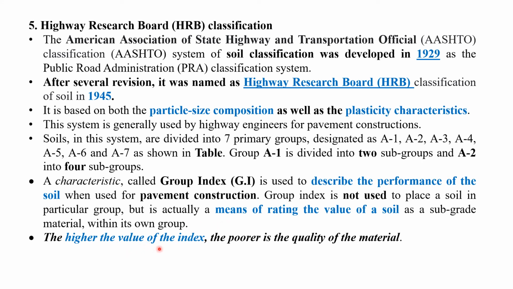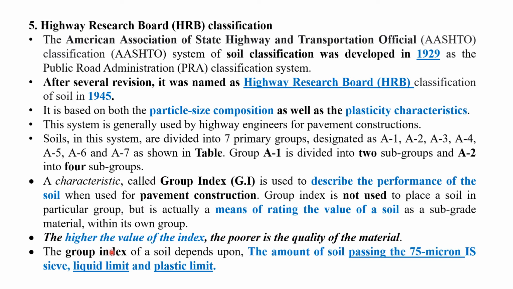Higher the value of index, जितना GI की वैल्यू ज्यादा होगी उतना ही सॉइल वीक होगा, सबग्रेड मटेरियल पुअर होगा. जितना ही इसकी वैल्यू कम होगी, 0 हो जाए तो एक्सलेंट हम कहते हैं उसको, सॉइल की परफॉर्मेंस एक्सलेंट है. The group index of the soil, as I told you here, depends upon the amount of soil passing the 75 micron IS sieve, liquid limit and plastic limit. ये 3 चीज की अगर लेबोरेटरी में हम लोग टेस्ट कर लें तो हाईवे रिसर्च बोर्ड क्लासिफिकेशन उस सॉइल का कर सकते हैं. So these 3 things are important.